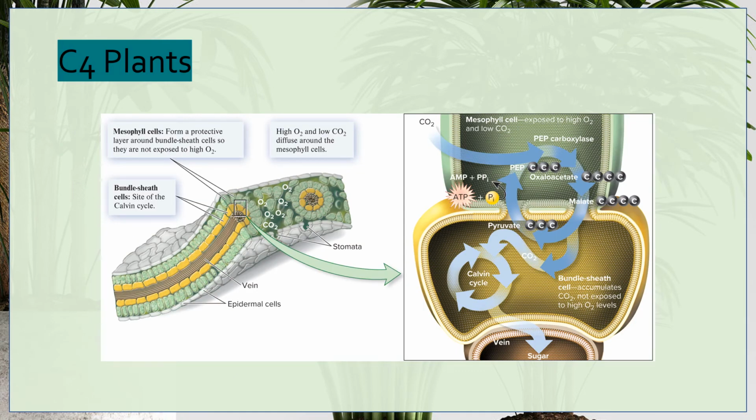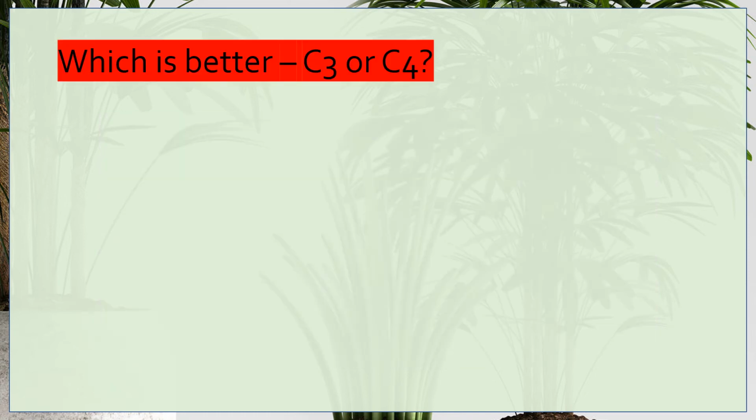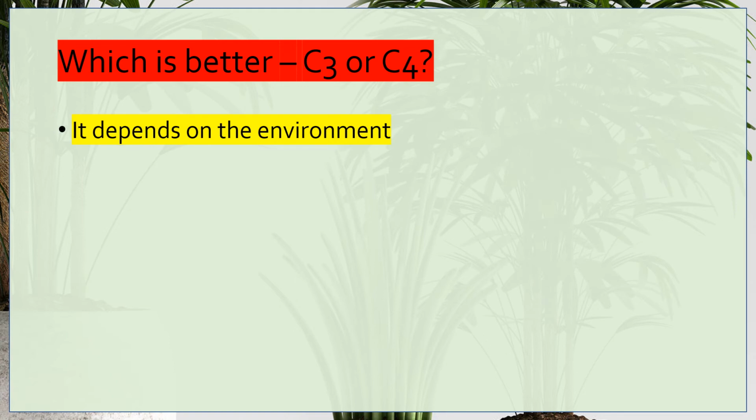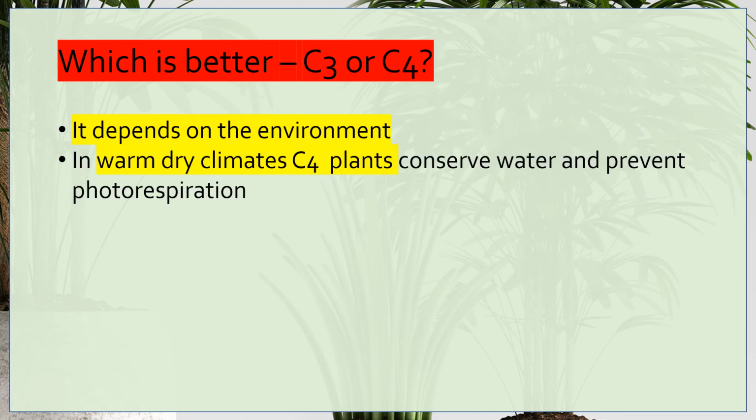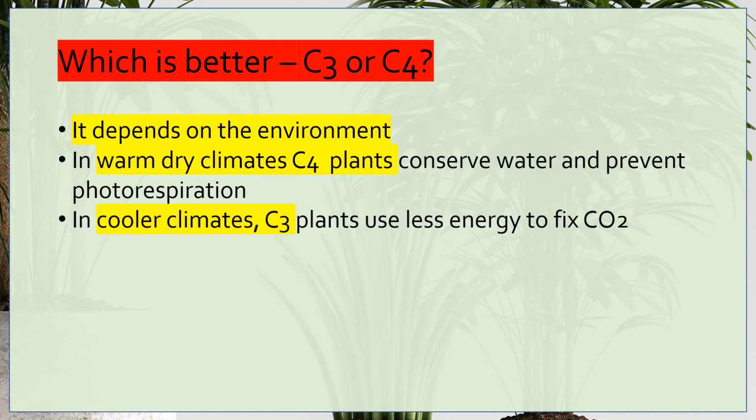So to understand that a little bit better, these here are the steps that happen in C4 plants. Let's go over the differences. Which is better, being a C3 plant or a C4 plant? It depends on the environment. In warm, dry climates, C4 plants conserve water and prevent photorespiration. In cooler climates, C3 plants use less energy to fix the carbon dioxide. Therefore, 90% of the plants on Earth are C3 plants.